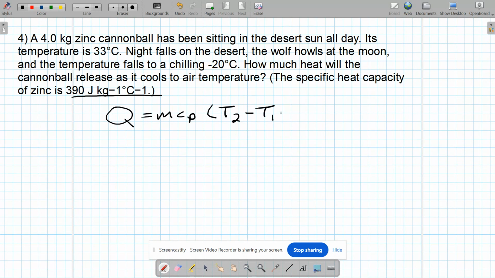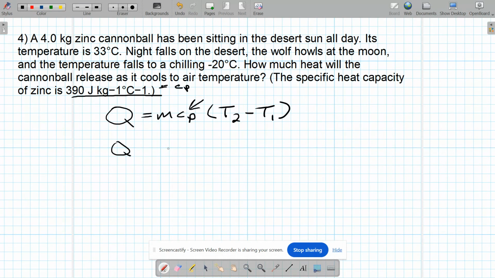Where T1 and T2 are the differences in temperature. M is the mass, and CP is the specific heat. Sometimes you'll see that as a lowercase q. So this is this number here. So we just plug in the numbers.